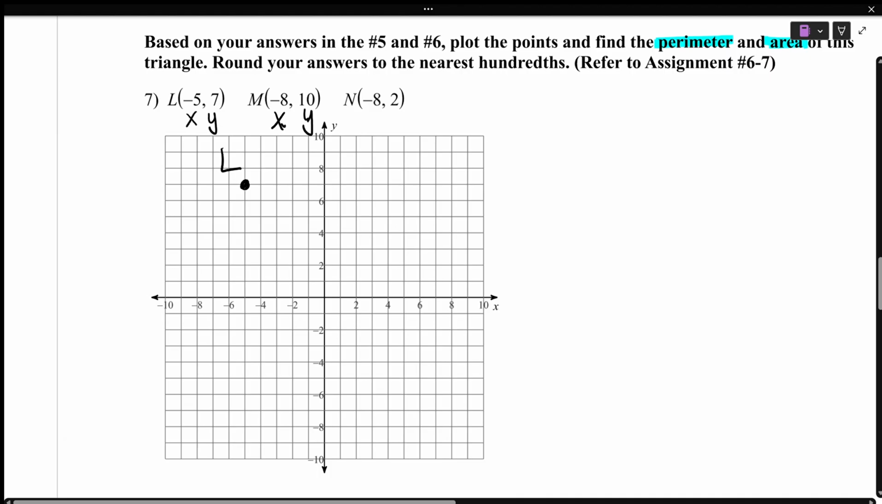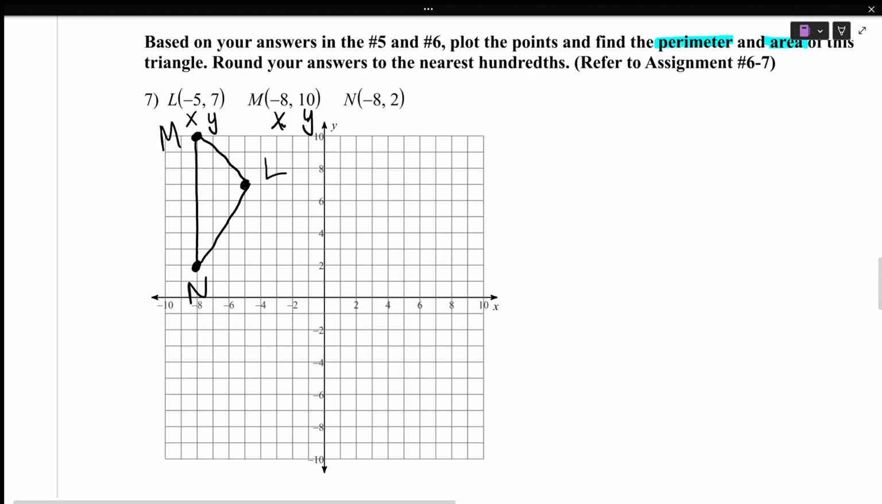Negative 8 on the x, 10 on the y. 10 on the y is right here, and negative 8 is up there. Okay. And then negative 8 and 2. So this is L, this is M, oops, this is N. I'm going to connect my dots, and you get this triangle here. Right? So now you have this triangle, and perimeter.